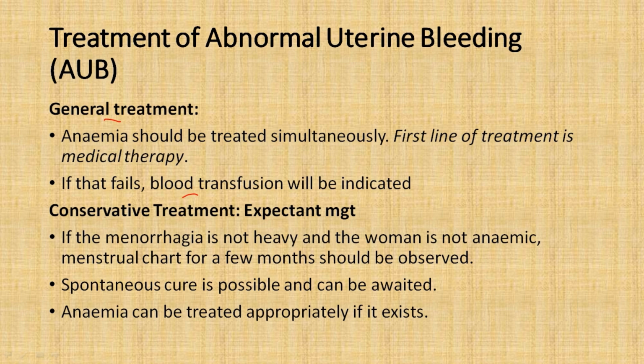So what is the conservative treatment? That's expectant management. If the menorrhagia is not heavy and the woman is not anemic, menstrual charts for a few months should be observed. Spontaneous cure is possible and can be awaited. Anemia can be treated appropriately if it exists.